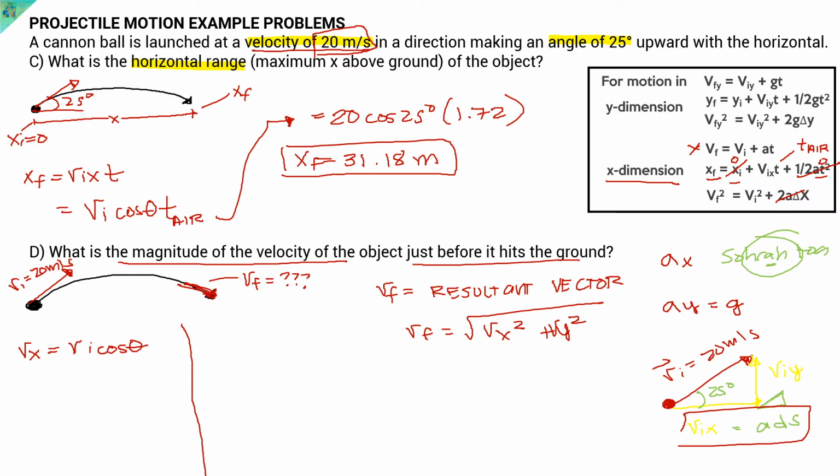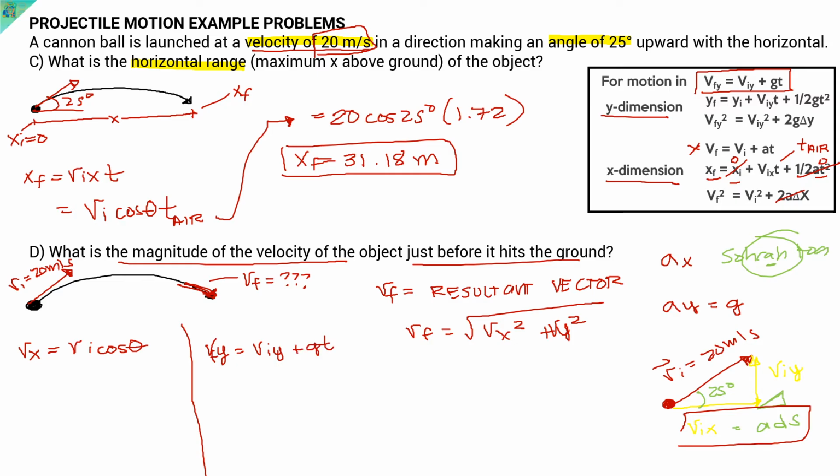Okay. And our Vy, according to our y dimension formula, our Vy here would be this one. Why? Because the final velocity is equal to the initial velocity, sorry, no F, plus GT. So these are the formulas.